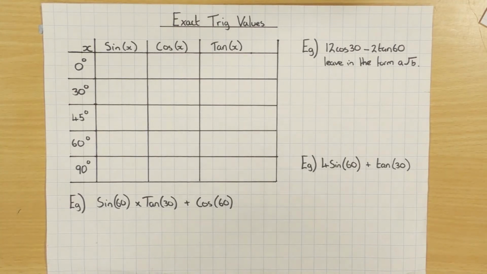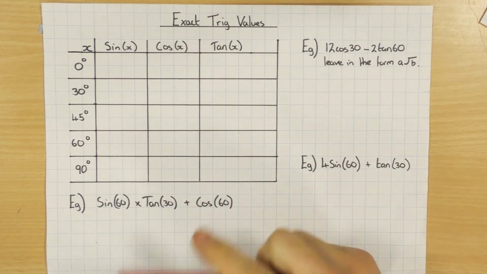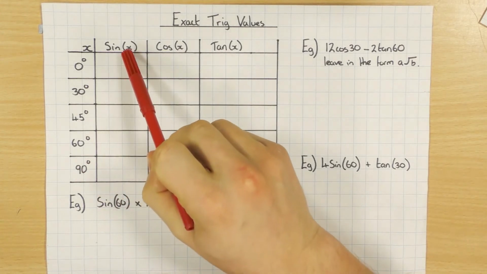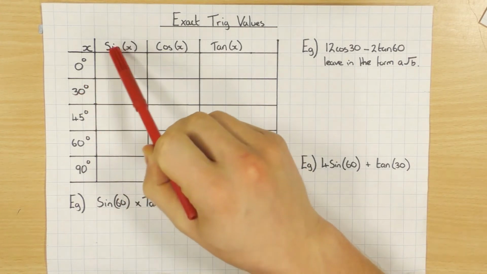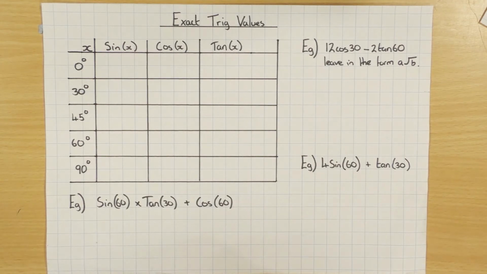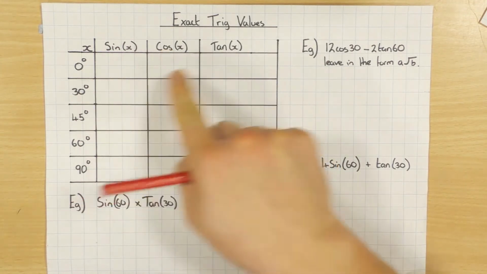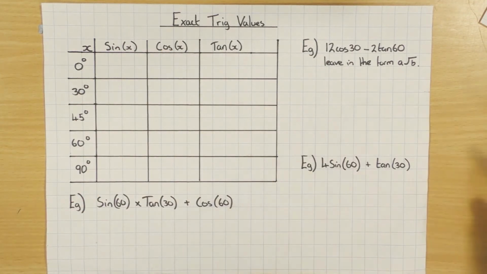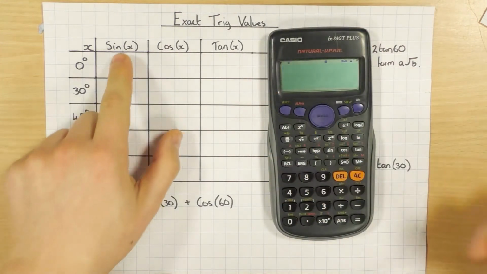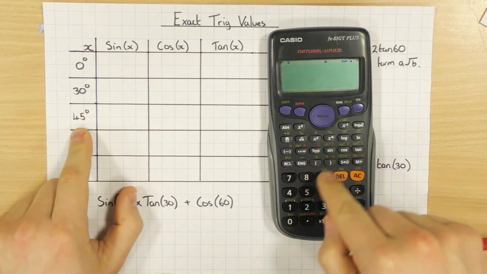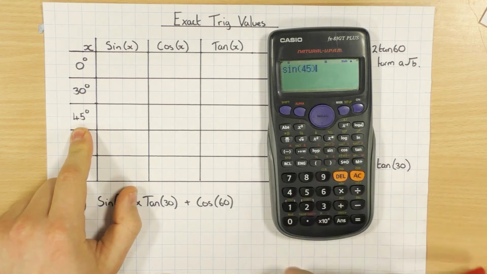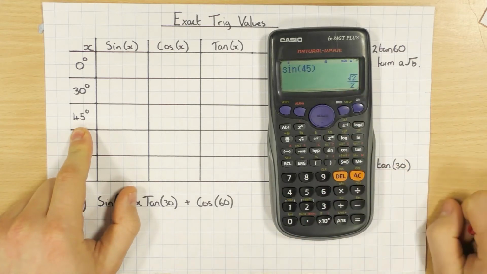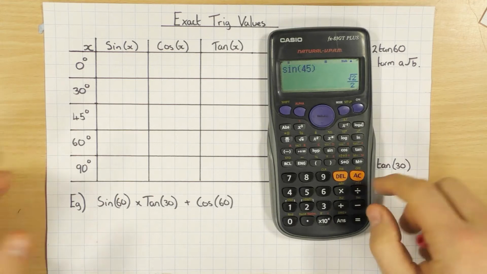Hi guys, in this video we're going to have a look at finding the exact trig values. The common ones that you need to know are sine 0, sine 30, sine 45, sine 60, sine 90, and the same for cos and the same for tan. Obviously if you have a calculator it's nice and easy. For example, if I wanted sine 45, I can just press sine 45 and it tells me it's root 2 over 2. So nice and easy if you have a calculator.